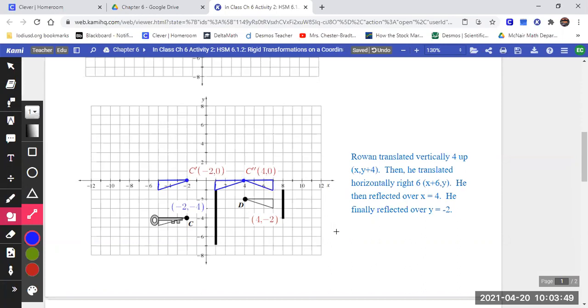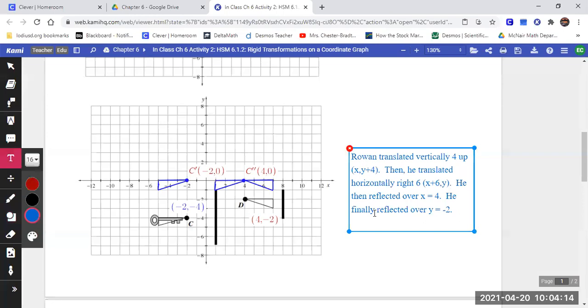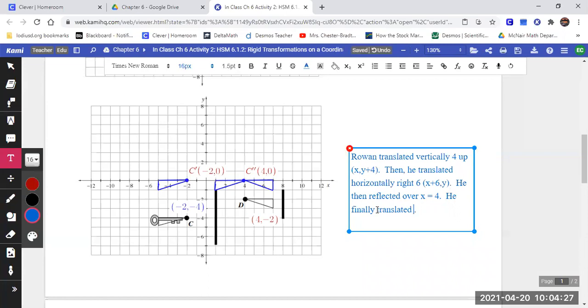Is it now going the right direction? Yes. Can it slide now because it has space? Yes. So what's our fancy word for slide? He finally is going to be doing what? Slide is not called reflected. Slide is what? Translated. Which direction, vertically or horizontally? How many and which direction?